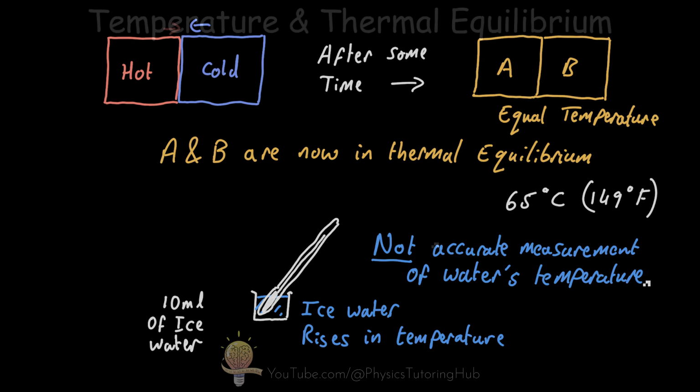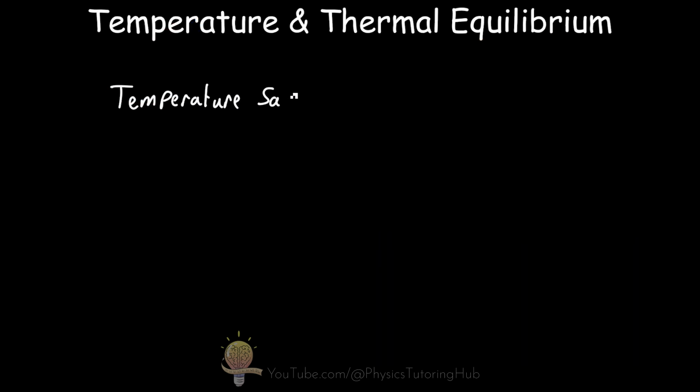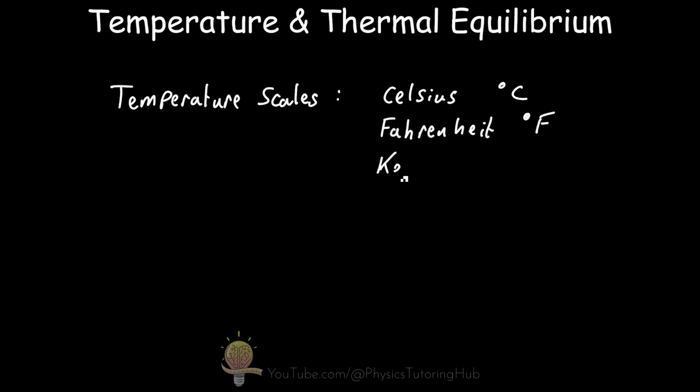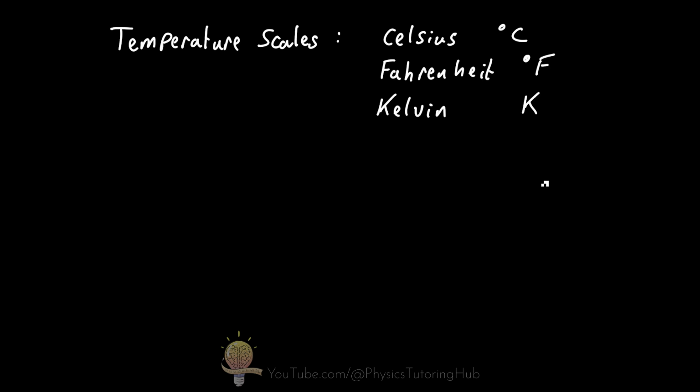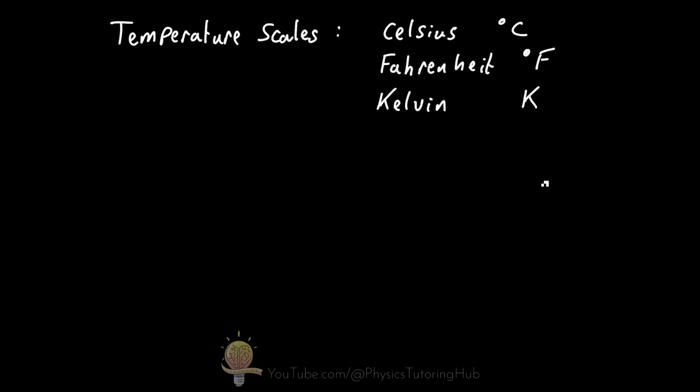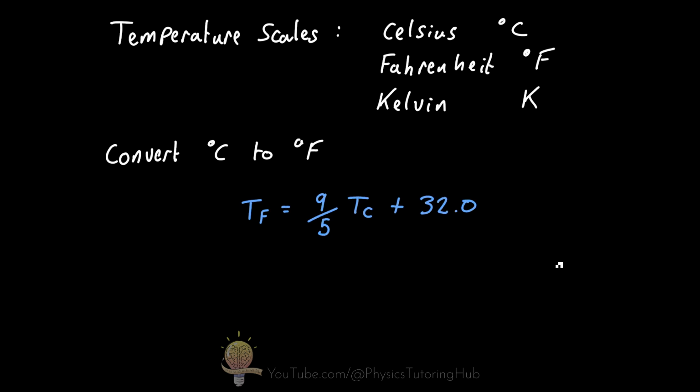The temperature scales most widely used today are the Fahrenheit, Celsius and Kelvin scales, and it's important to be able to convert between them. To convert degrees Celsius to degrees Fahrenheit, we can use this formula, where the temperature in Fahrenheit is equal to 9/5 multiplied by the temperature in Celsius plus 32.